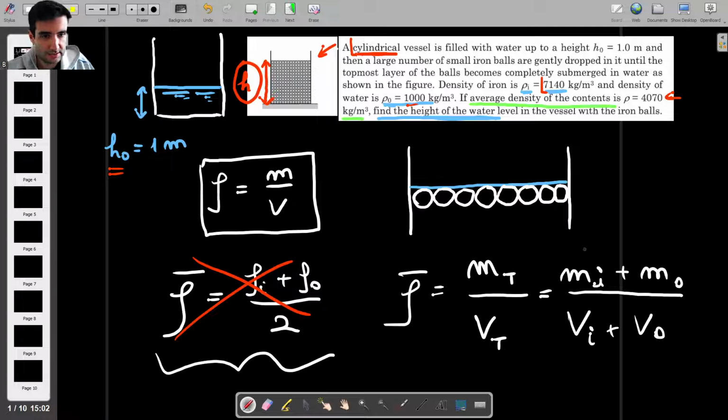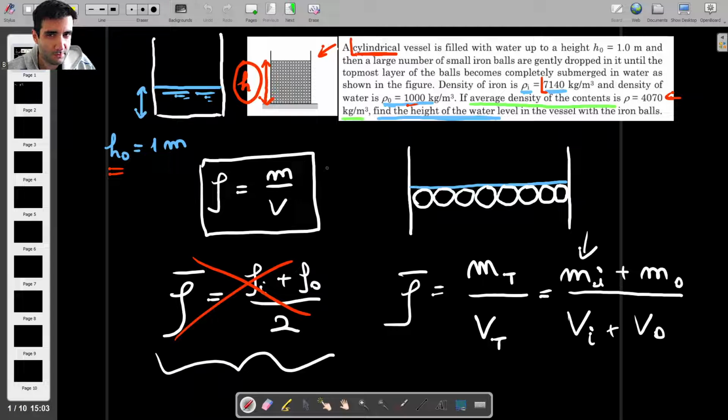So let's look at this first. Let's take them in order. So the first term is the mass of the iron. So this is the mass of the pellets basically. So it's the density of the iron multiplied by the volume of the iron.